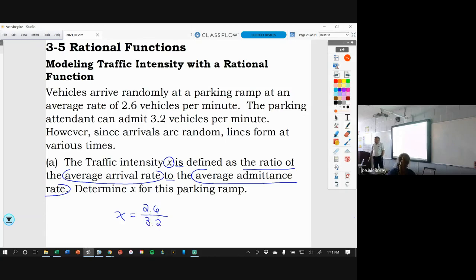Now that's ugly, but we can do the math there. 2.6 divided by 3.2 is 0.8125. That's my third time doing this problem, I'm going to get smart. That's the beauty of doing the same thing 3 times a day. By the third time, I know what I'm doing.